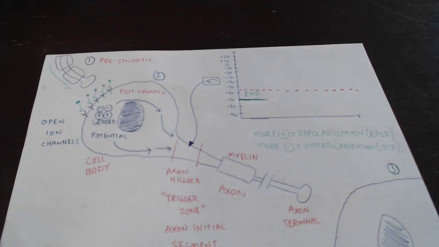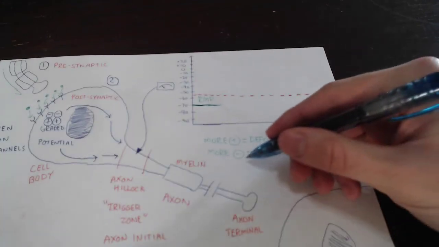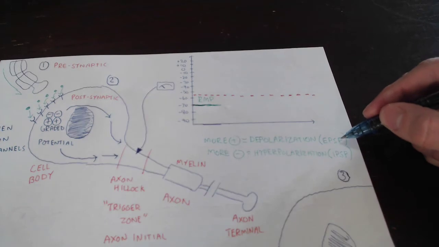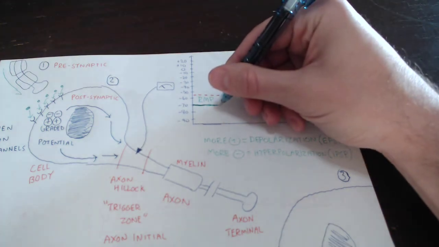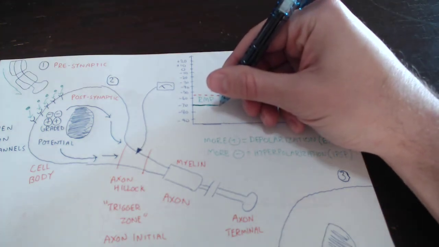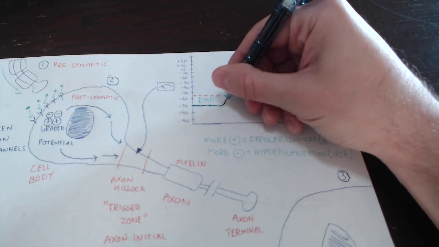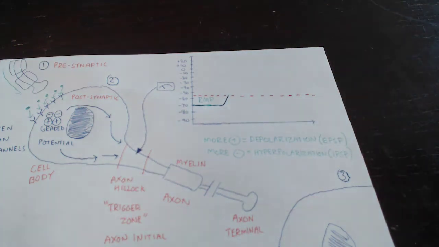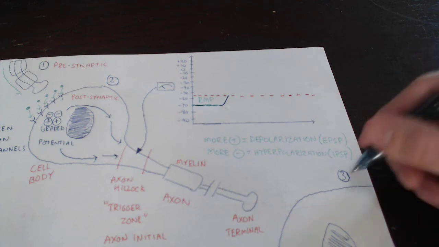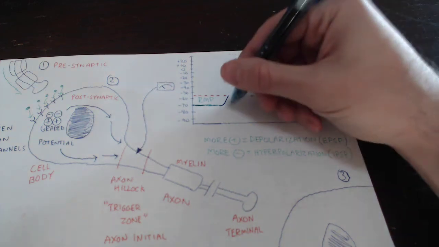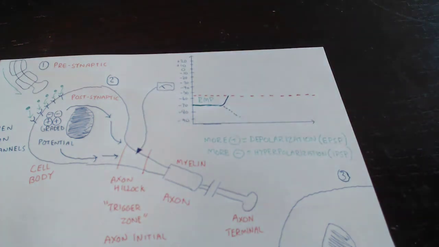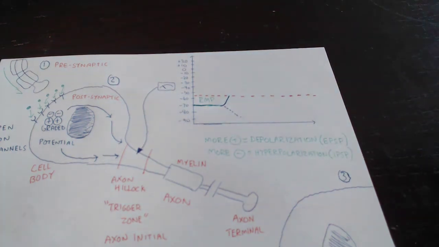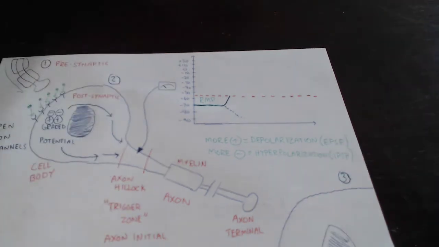So, for that reason, depolarization, an EPSP, that is the type of graded potential that we desire if we want an action potential, because an EPSP is going to depolarize us and bring the membrane potential closer to threshold. An IPSP, on the other hand, is going to take us further away from threshold, and it's going to make an action potential that much more difficult to get.